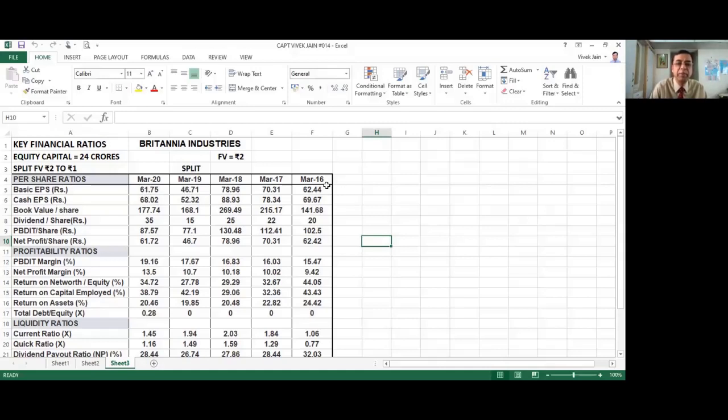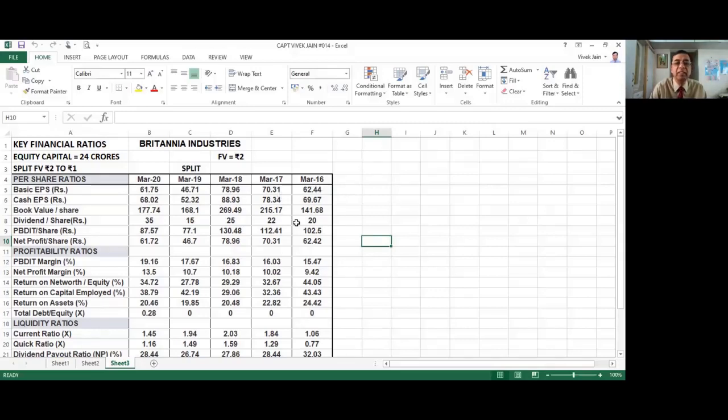If you see between March 16 and March 20, the EPS is more or less the same, and the share has been split. That means whatever number of shares a shareholder was holding on 31st March 2016 has doubled, and yet the EPS remained the same. In other words, the net profit has doubled in 4 years between March 16 and March 20.